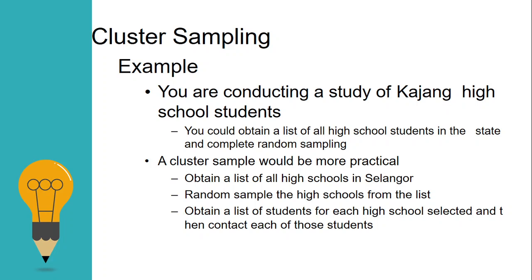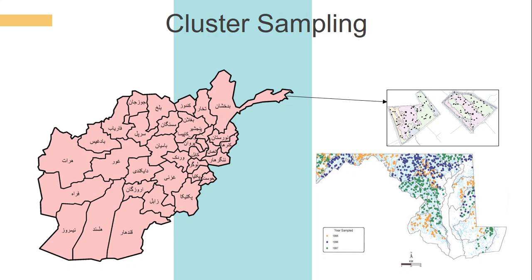The method is used commonly. We give another example. If you are conducting a study of Selangor high school students, you could obtain a list of high school students in the state and do complete random sampling. A clustered sample would be more practical. Obtain a list of high schools in Selangor, randomly sample high schools from the list, obtain a list of students from each selected high school, then contact each of these students. Then we collect the information.